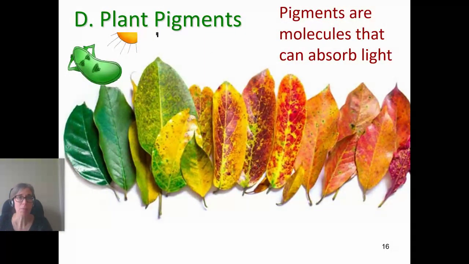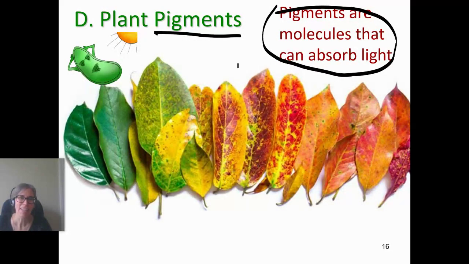Okay, so plant pigments. Remember in our last unit we talked about pigments. A pigment is a molecule that can absorb light. So pigments are molecules that can absorb light. And we'll talk mainly about chlorophyll, which makes plants green, but we'll talk about the others a little bit too.